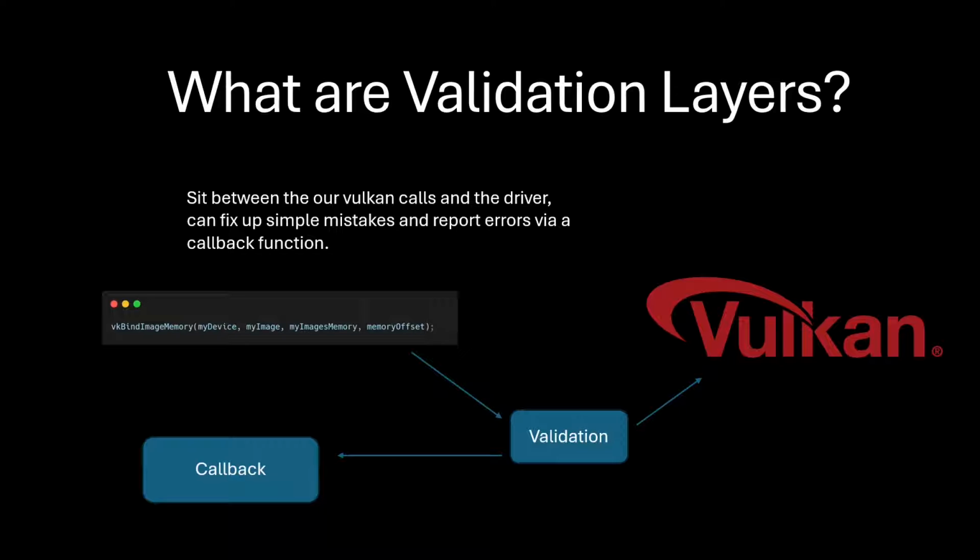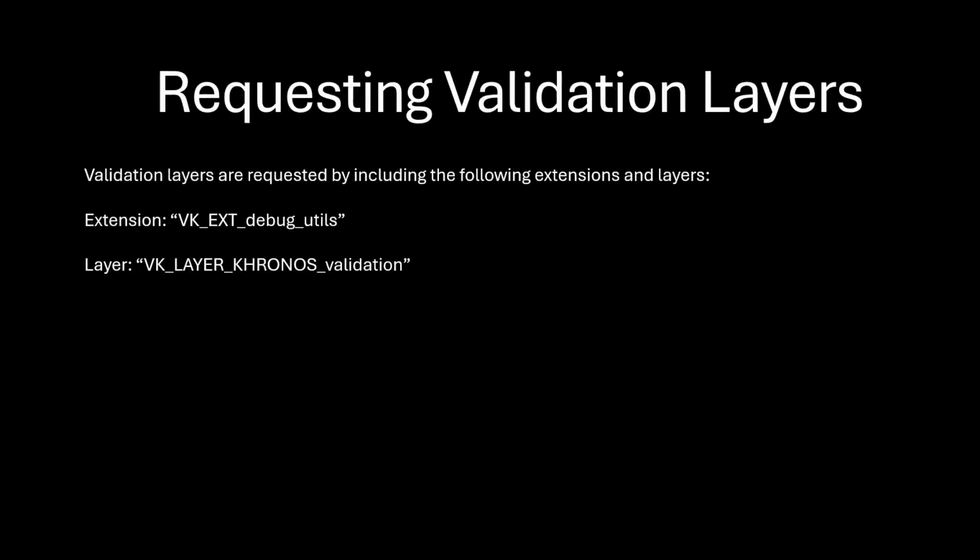Let's say we are calling a Vulkan function, which could potentially have some dodgy arguments. A validation layer intercepts that call and checks the arguments. It can correct some very simple errors, sometimes. Then it passes the call along to the Vulkan driver. And if any errors or suboptimal usage or anything was reported, then that can be passed back to a callback function. Requesting validation layers occurs at the point of instance creation.